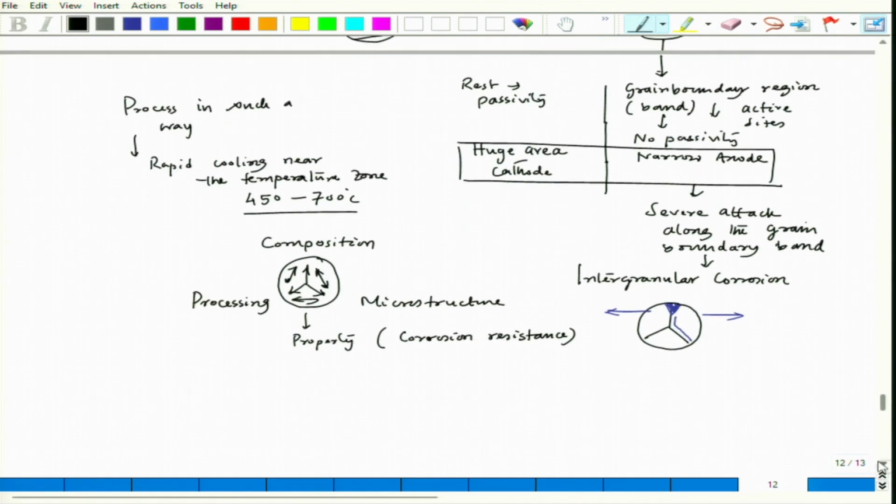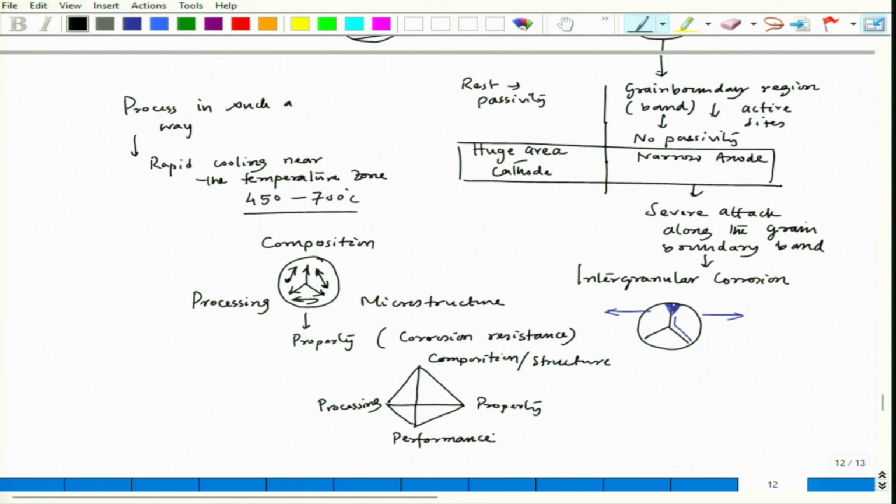So, it is again coming back to that material tetrahedron. So this is composition, or we can say composition and structure at one end. Let us say you fix the composition, then definitely structure is to be considered, then processing, then we have property, and finally performance. So, this material tetrahedron becomes very critical for devising corrosion protection methods.